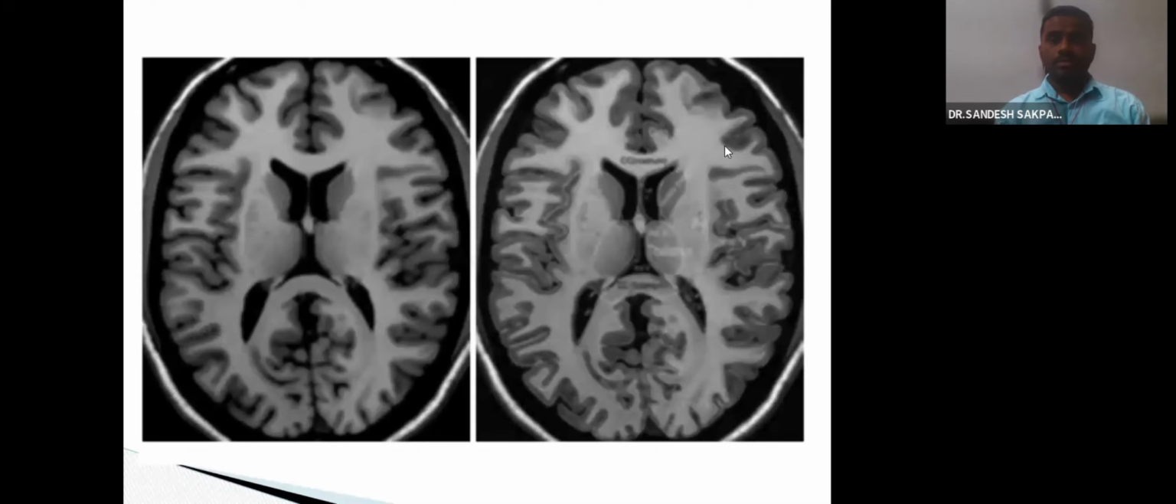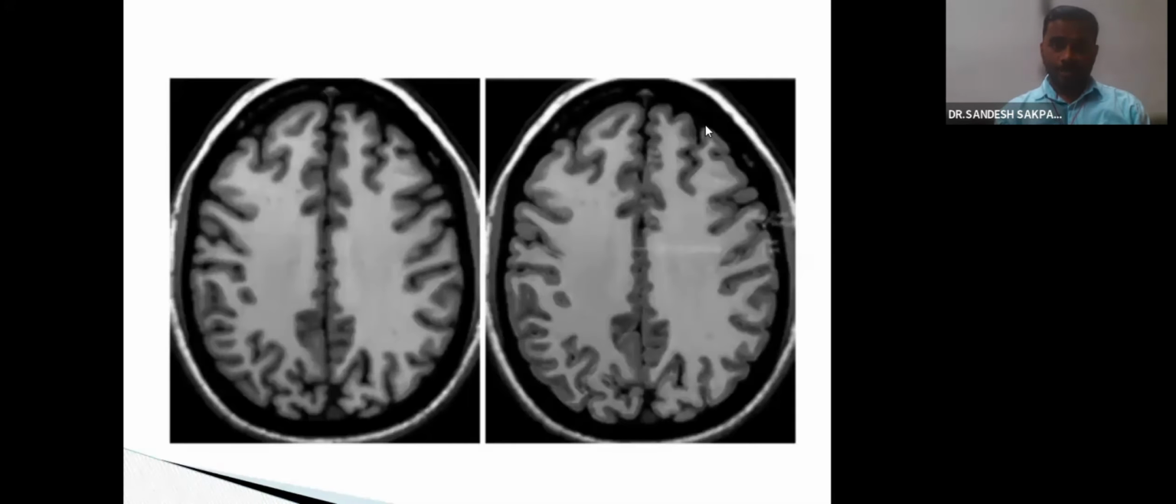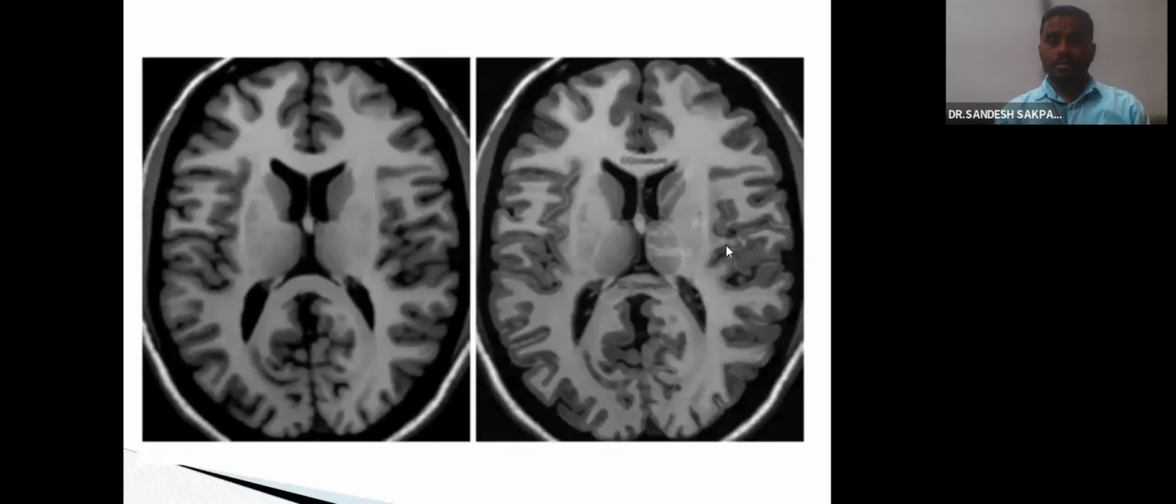When we go down to the midbrain level, this is the frontal lobe, parietal lobe, and occipital lobe. When we come down, we see the temporal lobe coming. Now this is the insular cortex. These are the two lateral ventricles, the anterior limb, the posterior limb, and this is opening into the third ventricle. So now this is the frontal lobe, occipital lobe, parietal lobe, and this is the temporal lobe, and inside we have the insular cortex.